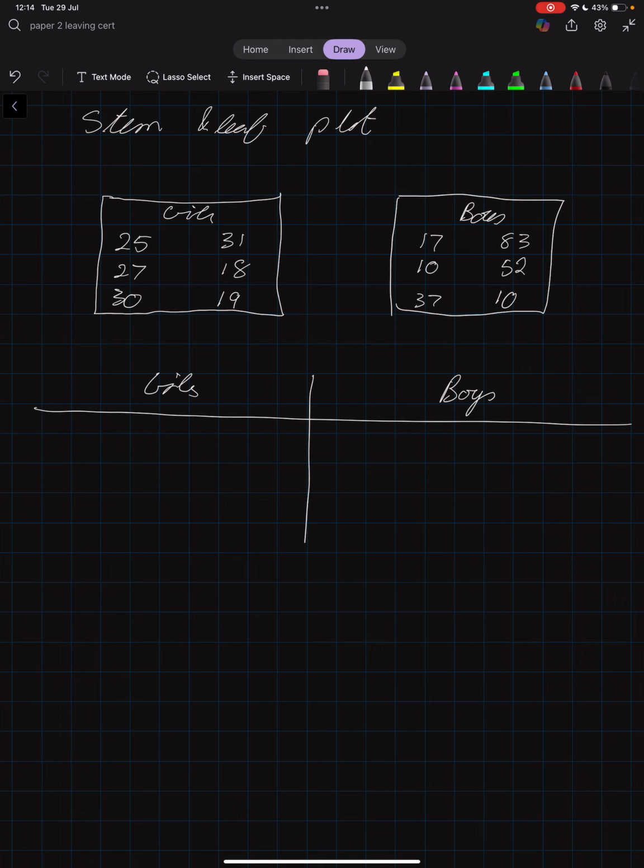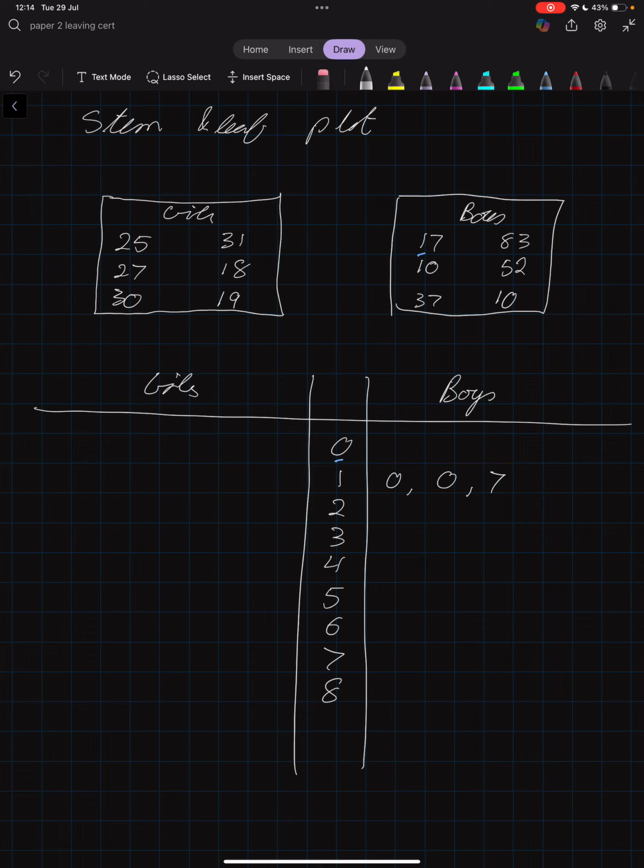You basically have a section down the middle, which would be something like 0, 1, 2, 3, 4, 5, 6, 7, 8. Now what you do is, I'll do the boys first because it's a bit easier. This corresponds to the first number, okay? So the first number I see is 17. How many tens do I have? I have 1 ten and a 7. So I'm going to put 1 here and 7 here.